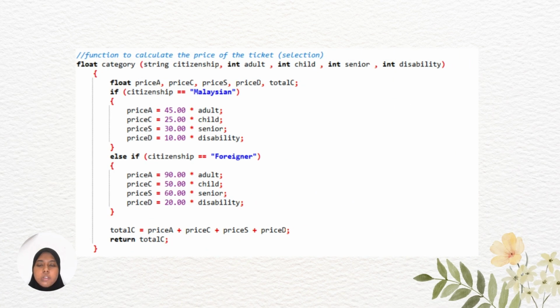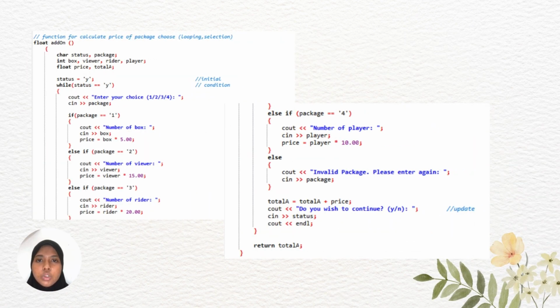The third function is the function to calculate the price of the ticket. In this function, we're using a selection. This function also returns the total C, which is the total price of the ticket. The next function is a function to calculate the price of the package chosen by the customer. In this function, we're using sentinel looping, and in the looping there is a selection. This function will keep looping if the customer wants to add more packages during their visit. This function will return the total A, which is the total price of the packages chosen by the customer.